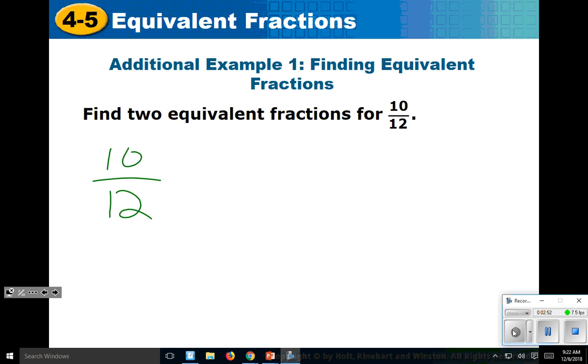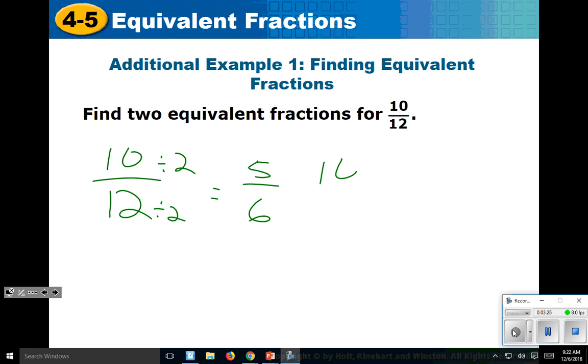So if I wanted to scale it down, what's a common factor that 10 and 12 have? 2. So we can divide this by 2, divide by 2, and I end up with 10 divided by 2, which is 5, 12 divided by 2, which is 6. The most important part of this is make sure that you are dividing by the same number. Whatever you do to the top, you have to do to the bottom.